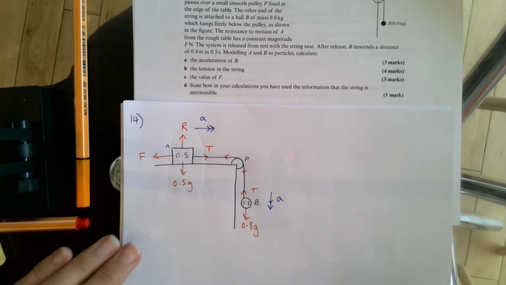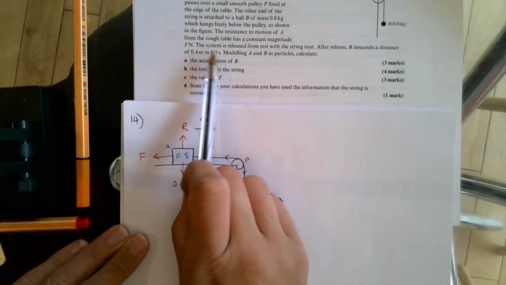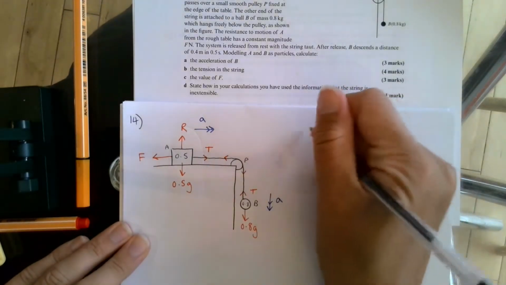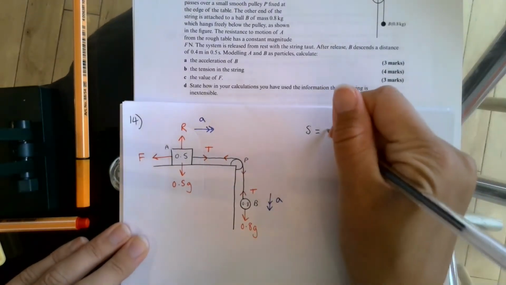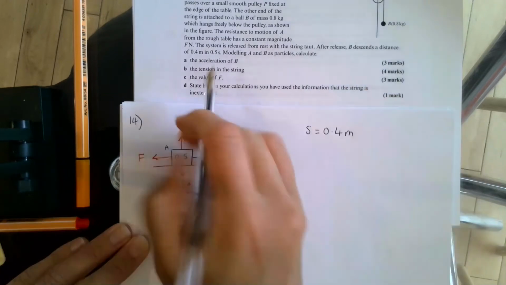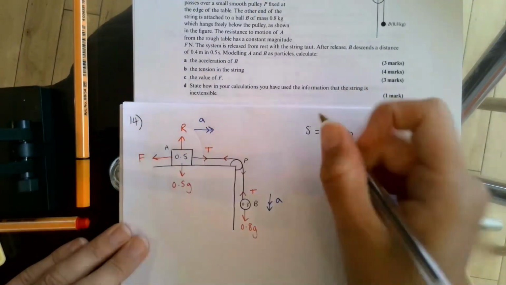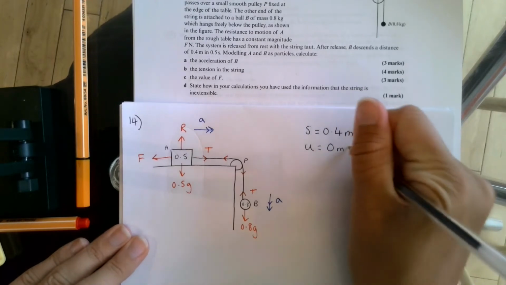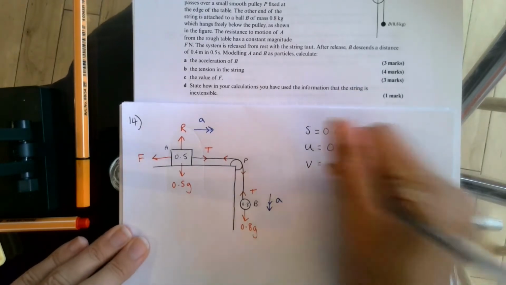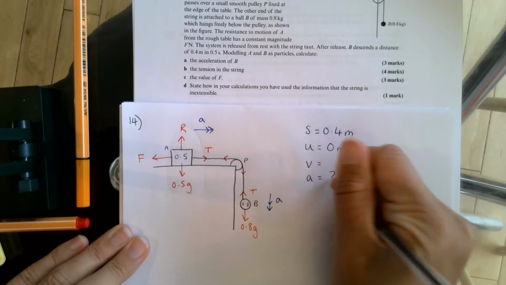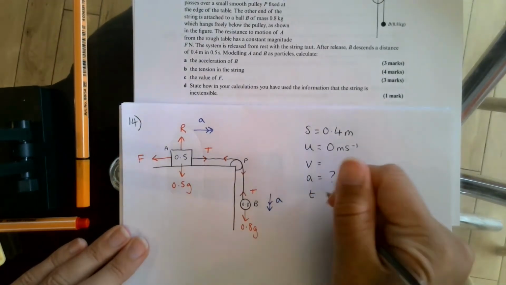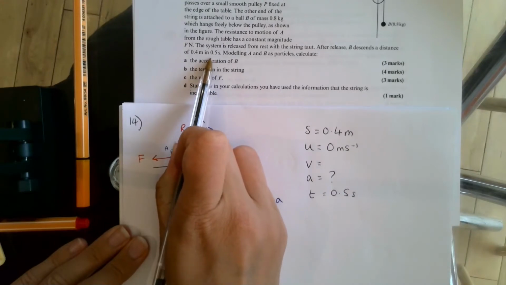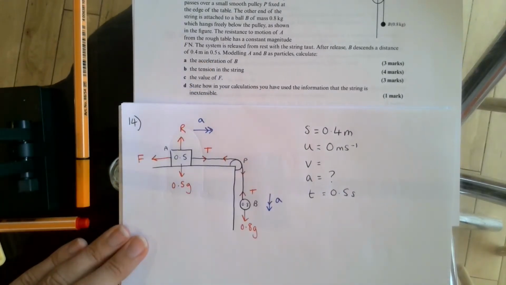And we're going to use suvat for this because we've been given quite a lot of information about the motion of B in the question. So I know that S is equal to 0.4 meters. It tells me it descends a distance of 0.4. U is 0 because the system was released from rest. V, I don't know. A is what I'm trying to find out. And T is 0.5 seconds. That's what it said in the question. 0.5 seconds is the time it takes to descend 0.4 meters.